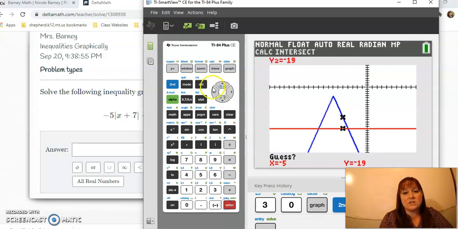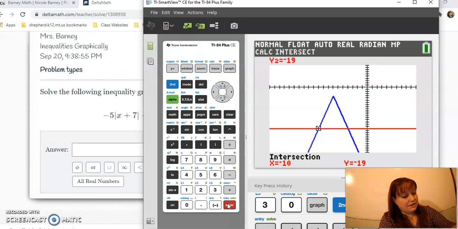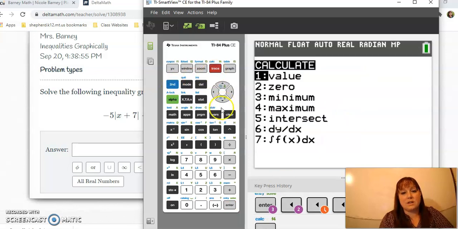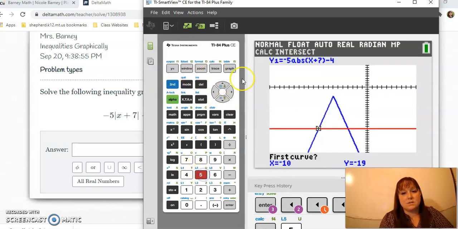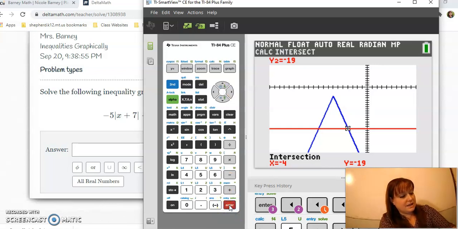So I go enter, enter, and then it asks me for a guess, so I'm going to get close to that one. I'm going to push enter, and that intersection is at negative 10. So I'm going to write that down so I can remember. And then I'm going to calculate the other intersection. Enter, enter, and then for the guess, I'm going to get close to this one. And I'm going to push enter, and it tells me that that's at negative 4.